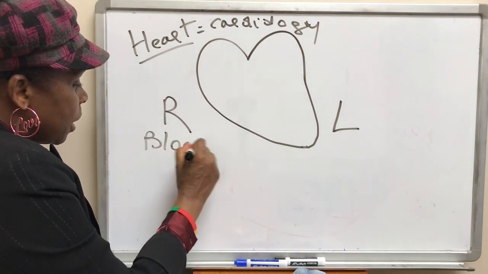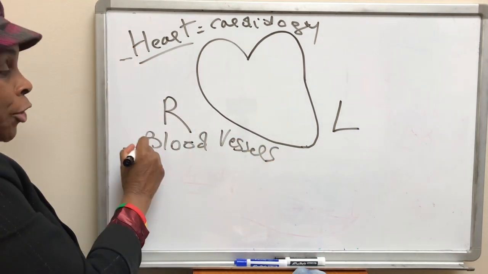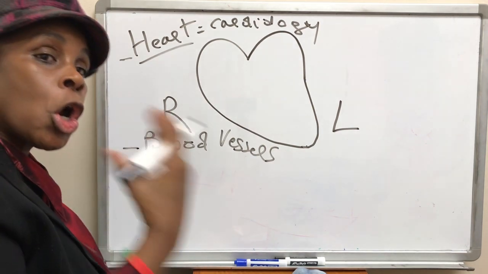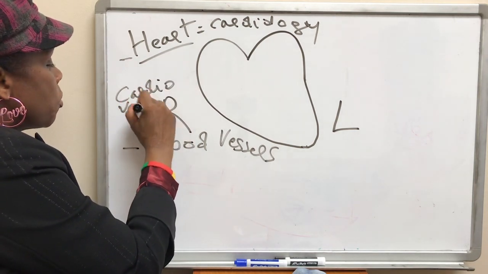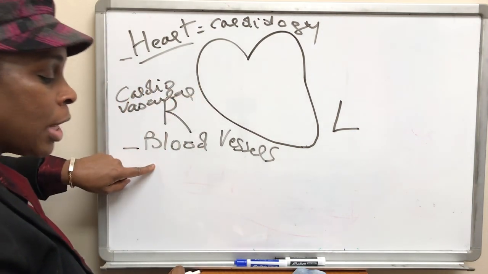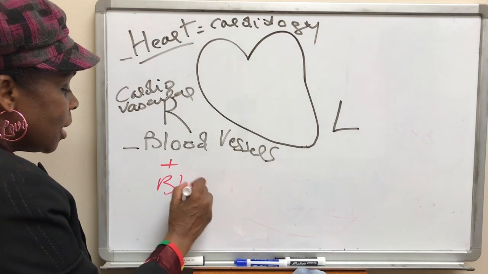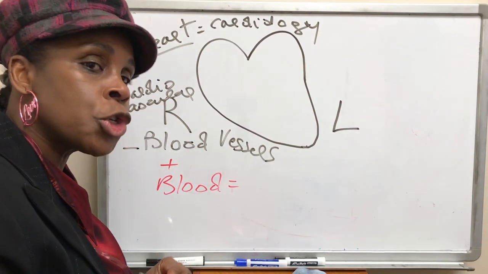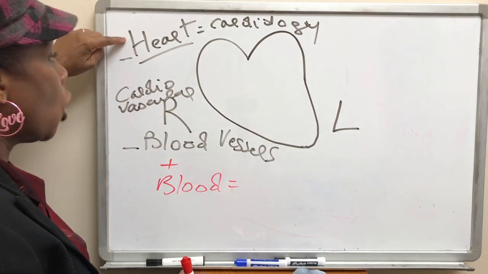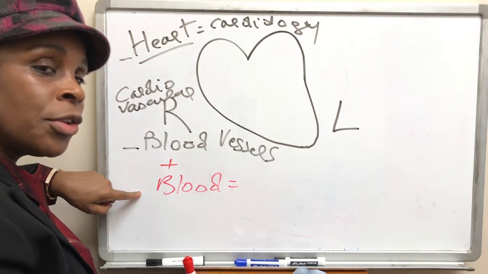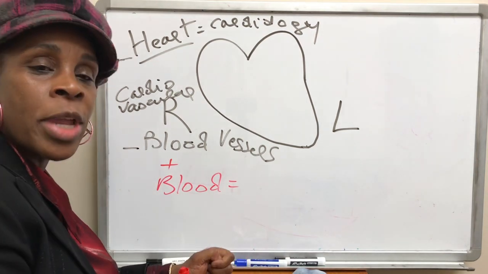Blood vessels. The blood vessels and the heart together make the cardiovascular system. So the cardiovascular system includes the heart and the blood vessels. But when you add blood to that, because it pumps blood, it is called the circulatory system. So the heart and blood vessels are the cardiovascular system, and the heart, blood vessels, and blood are the circulatory system, because it circulates blood through the body.